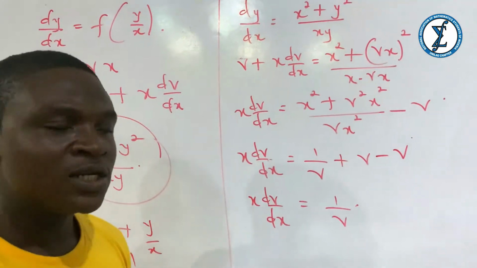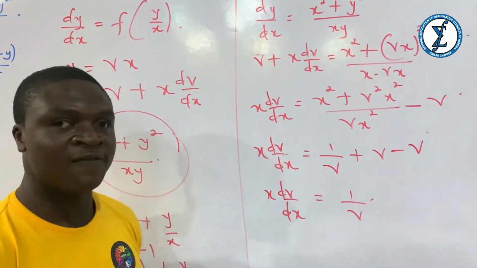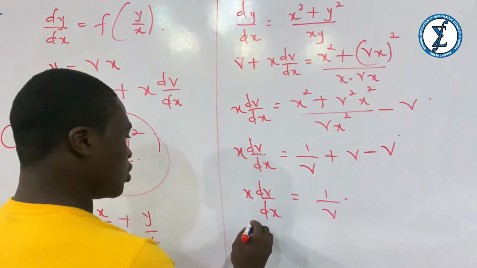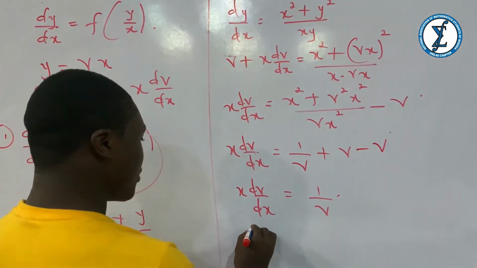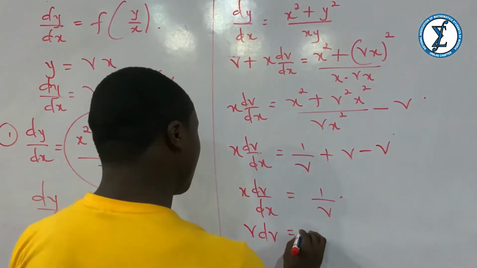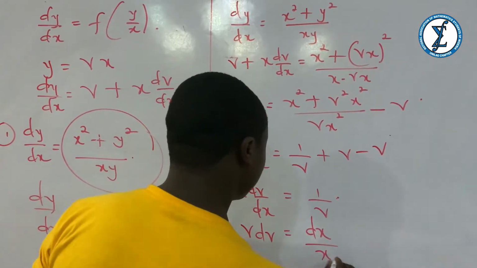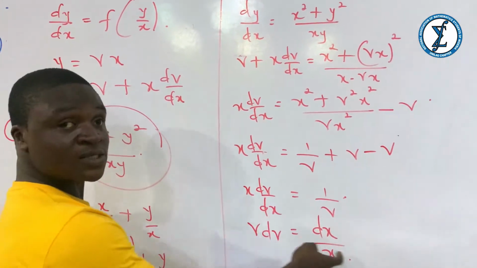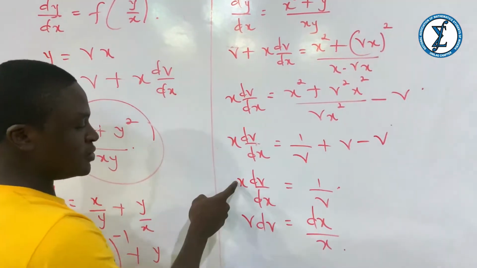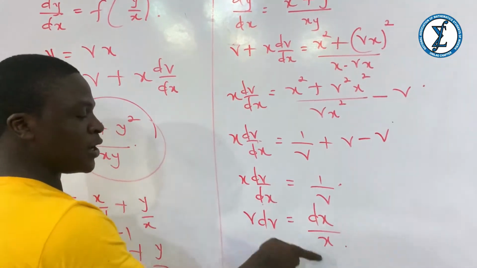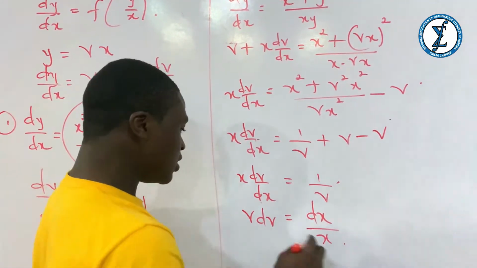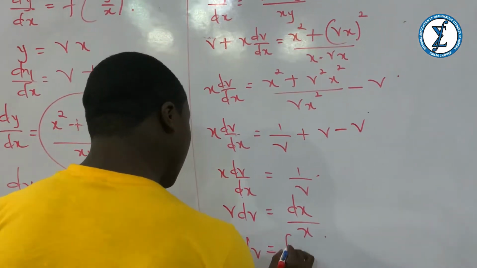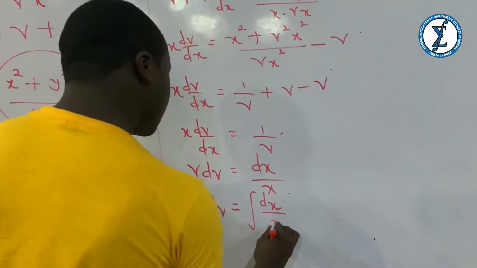Now I can see that this is a DE that is variable separable. I can separate all v from x. So we have v dv equal to dx over x. I'm bringing v up here, multiplying by v, then bringing x downwards. So you have v times dv equal to dx over x. Now I can integrate both sides. So we have the integral of v dv equal to the integral of dx over x.